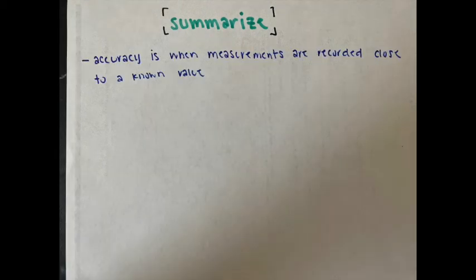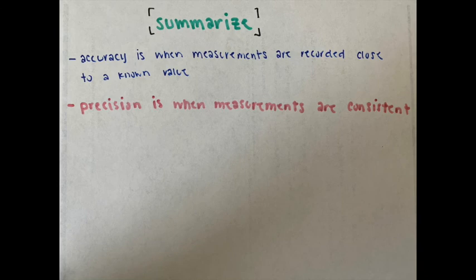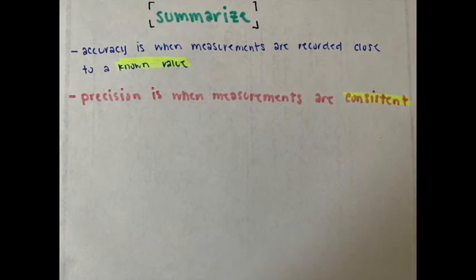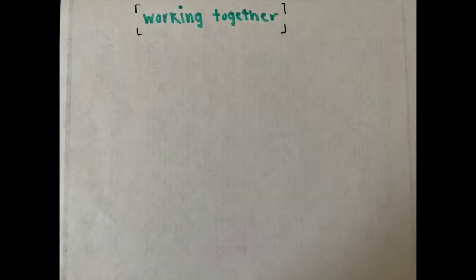Now that we have gone over the basics, let's summarize what we've learned so far. Accuracy is when measurements are recorded close to a known value. Precision is when measurements are consistent. So when we are looking at accuracy, we must look at closeness to a known value, and when we are looking at precision, we must look at consistency in data.